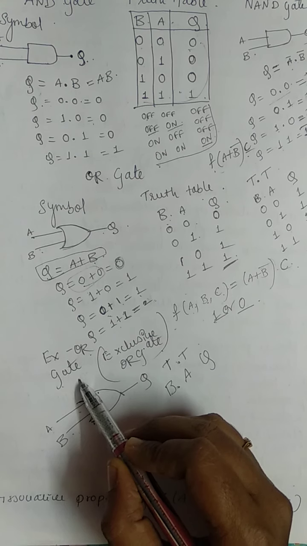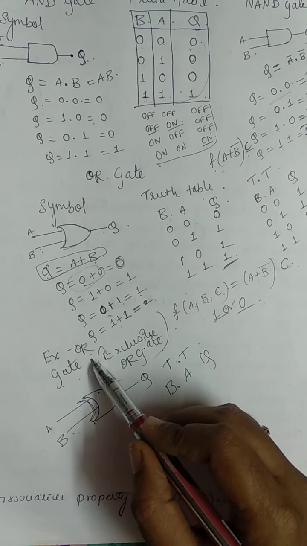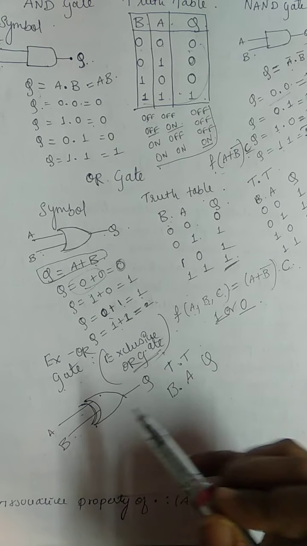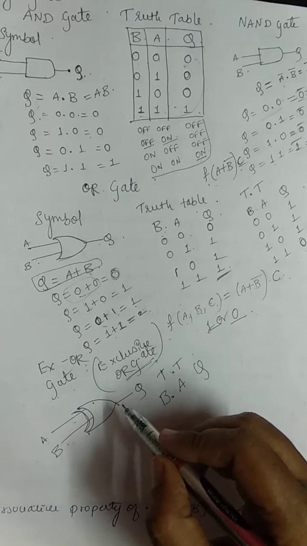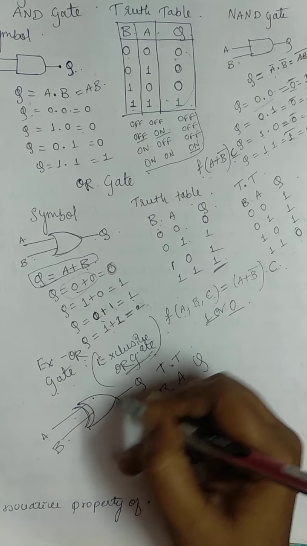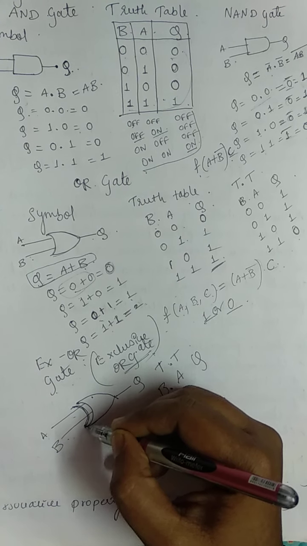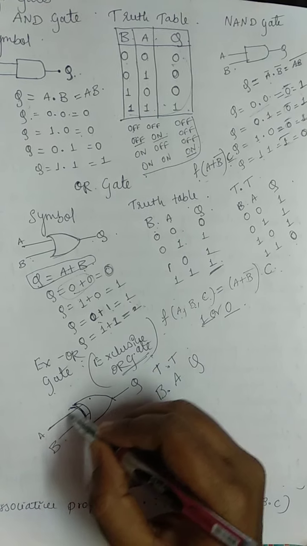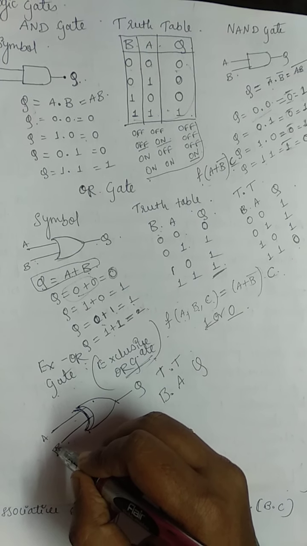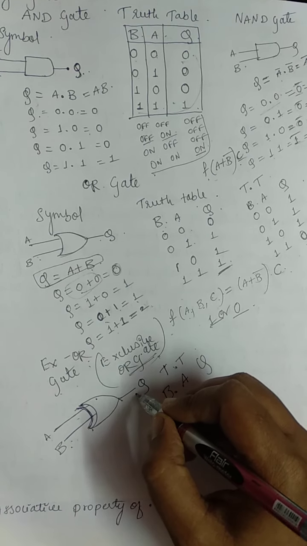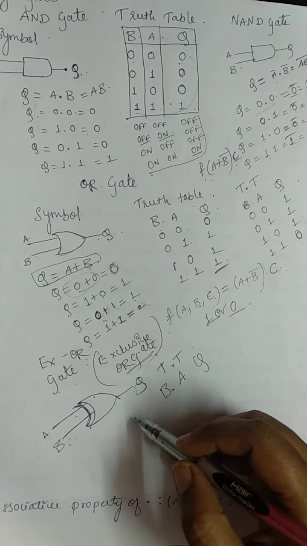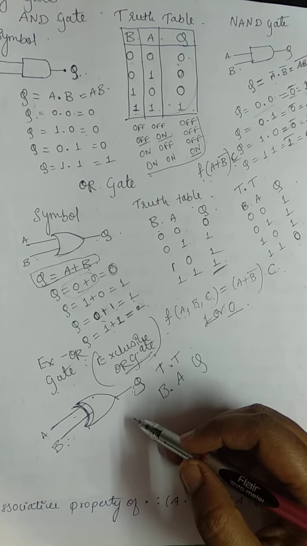XOR gate. We call it the exclusive OR gate. This is the symbol of the OR gate. If you put a circle like this, then it will become an XOR gate. This also has 2 inputs and 1 output. So what is the function of this XOR gate?